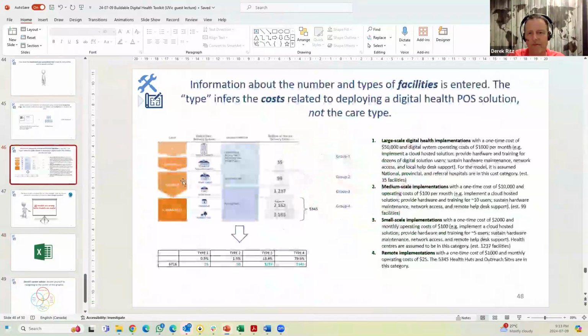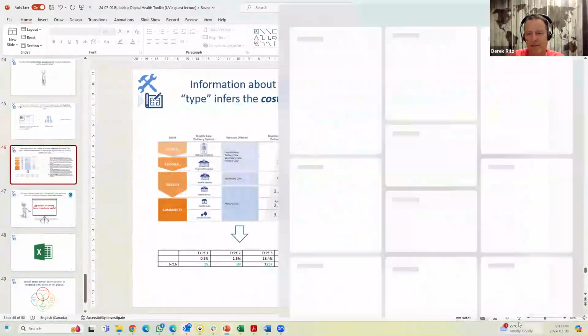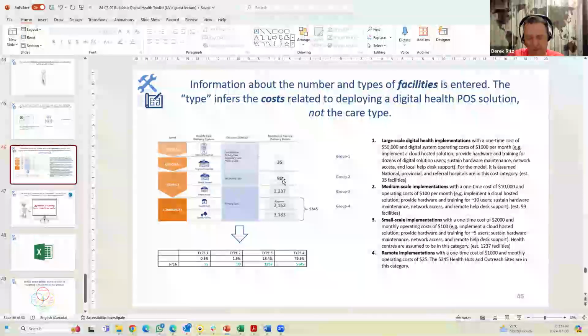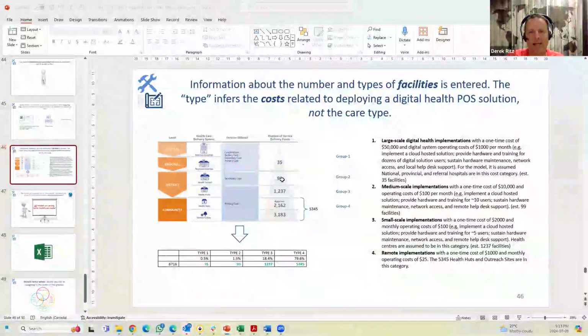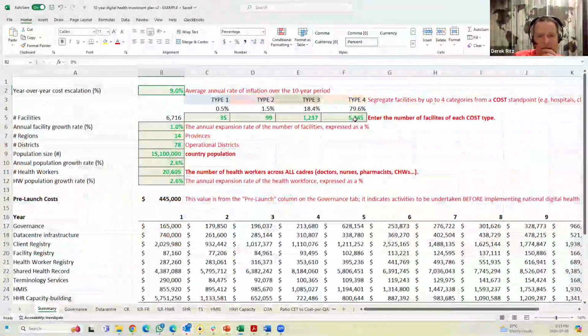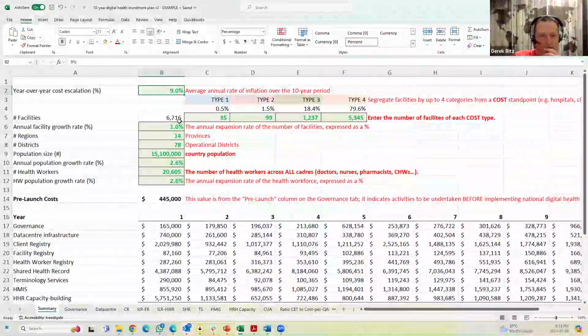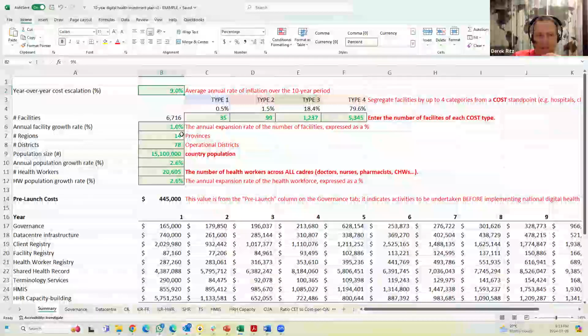This was the different kinds of facilities. So looking at the remote ones, the little ones, the district ones, and the ones in the main centers. And now we say, okay, this is how many of this type, this type, this type, and this type. So for a total of 6,716 facilities.